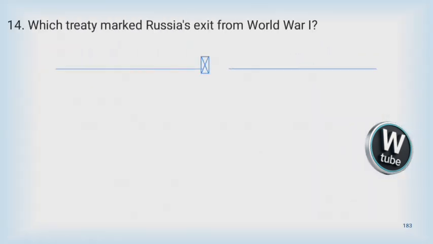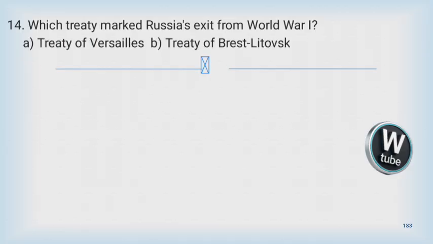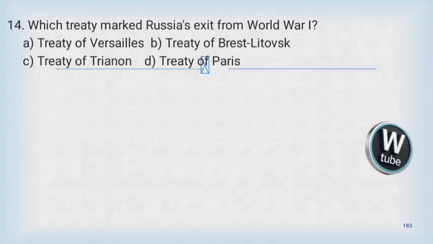Question number 14. Which treaty marked Russia's exit from World War I? A. Treaty of Versailles. B. Treaty of Brest-Litovsk. C. Treaty of Trianon. D. Treaty of Paris. The Treaty of Brest-Litovsk marked Russia's exit from World War I. So, B is the correct answer.